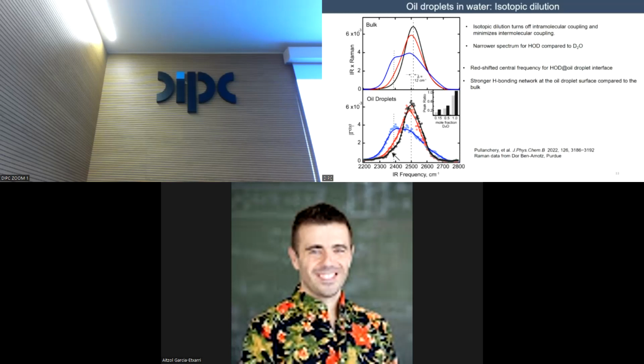The bulk water response and the surface water response are shifted by around 12 wave numbers. And the surface water response has a low frequency shoulder that's absent in the bulk water response. So this isotopic dilution study was to really show that there is a stronger hydrogen bonding network, but overall it's not a very strong effect. You can see that the differences are quite small, but it's there because we have it verified with the isotopic dilution now.